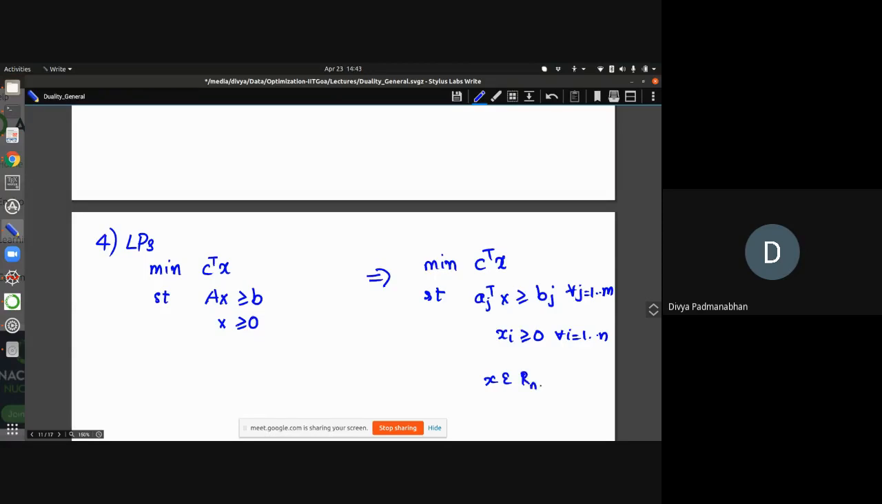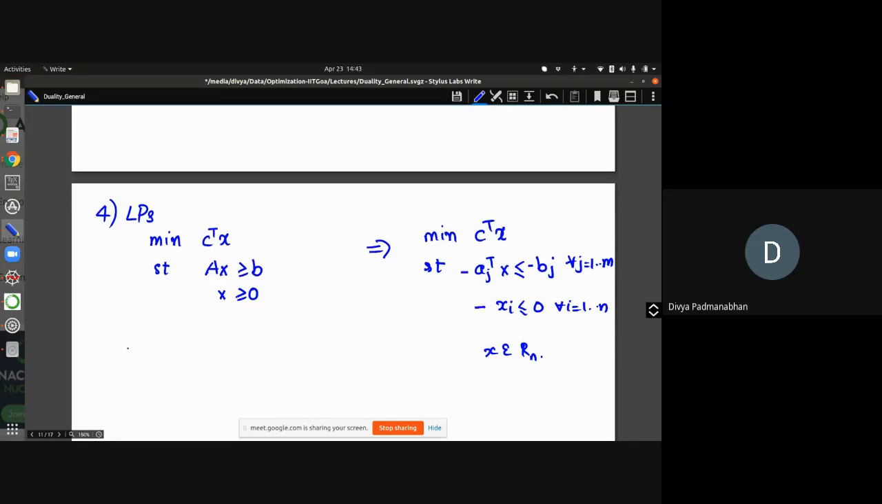Okay. So to bring it in the form that we want, we want everything in terms of less than or equal to signs, right? So I'll just write it that way. So I need to multiply both with the negative sign. So this is going to be the problem. So let me take the set X as R^n itself. Okay. So I will have to have Lagrangian multipliers for both these constraints.